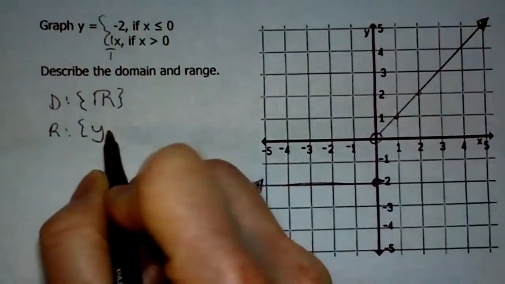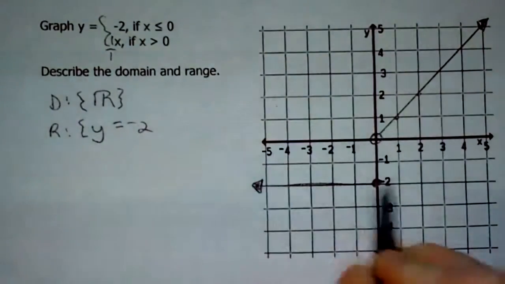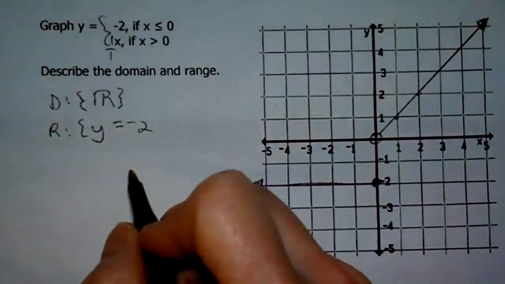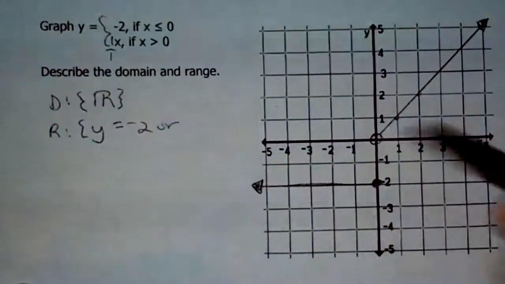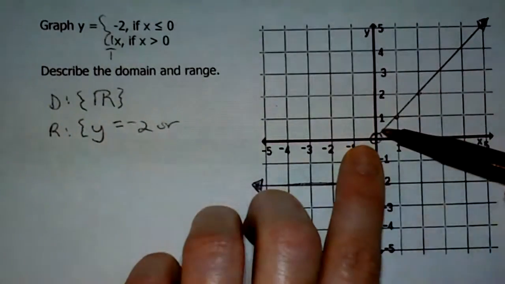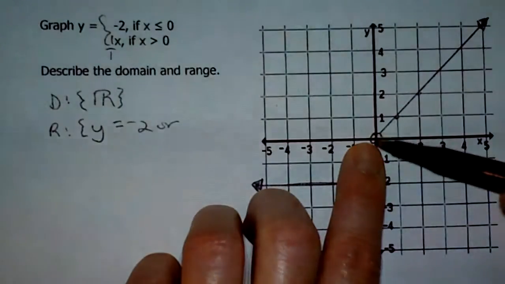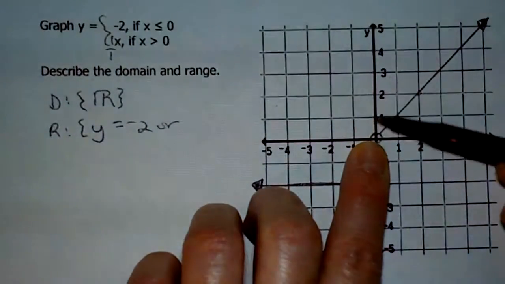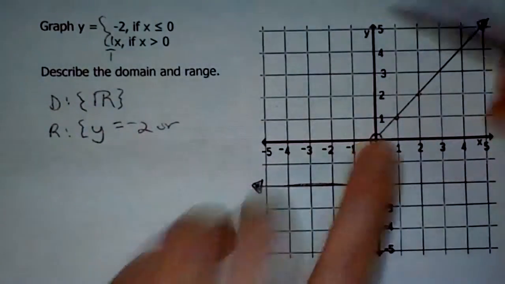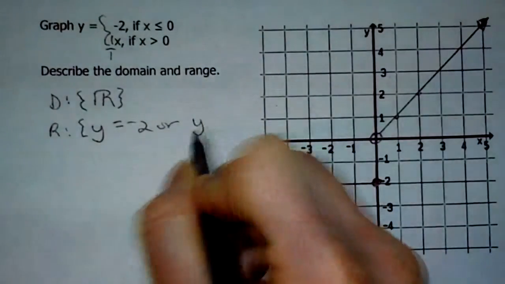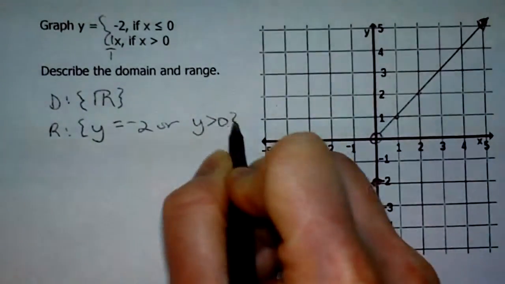Y can be -2, so y equals -2. Or, for this one, here's 0. Can y be 0? Nope, it's not filled in, it's open. But can't y be anything greater than 0? So to show that y can be anything greater than 0, I would write y is greater than 0.